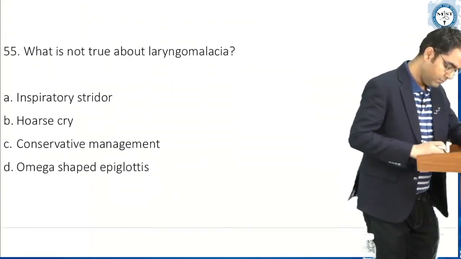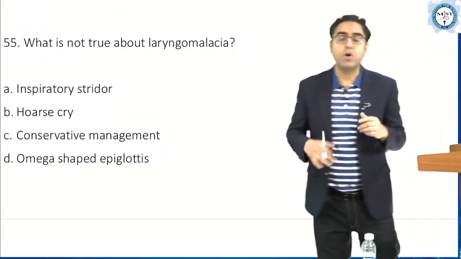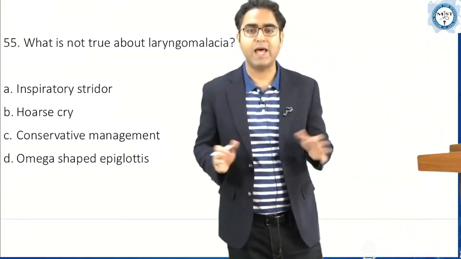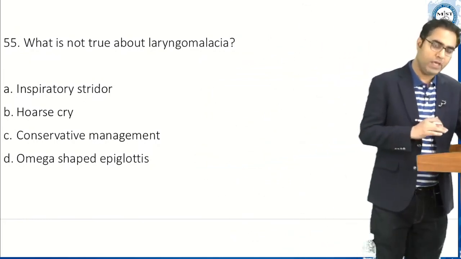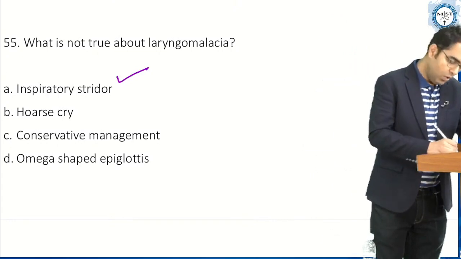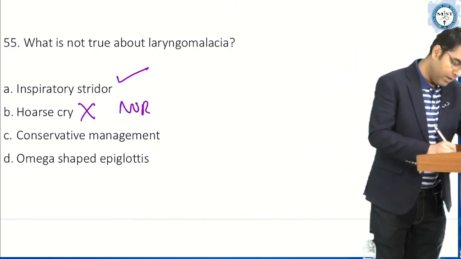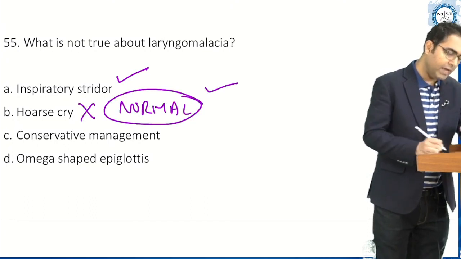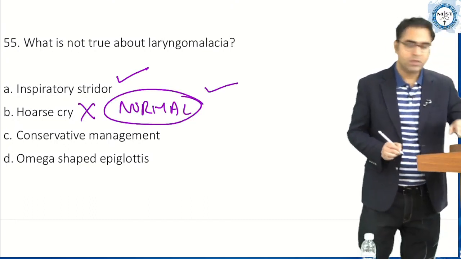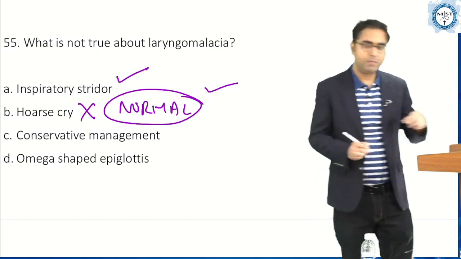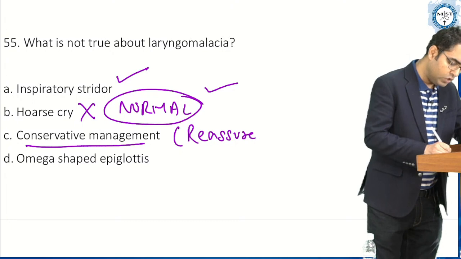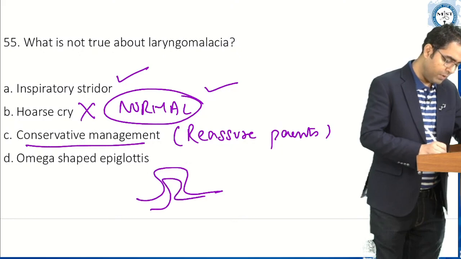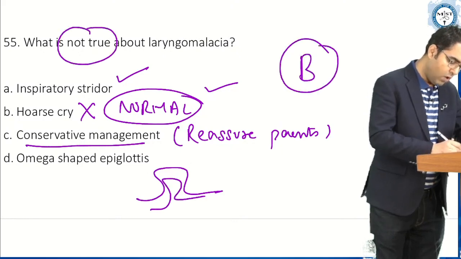What is not true about laryngomalacia? Inspiratory stridor, yes. Hoarse cry, wrong. Cry is normal, remember? Cry is normal, beta. Treatment is conservative. I hope you remember, in laryngomalacia you just reassure the parents, beta. It is a self-limiting condition, with omega-shaped epiglottis. Answer is B, beta.